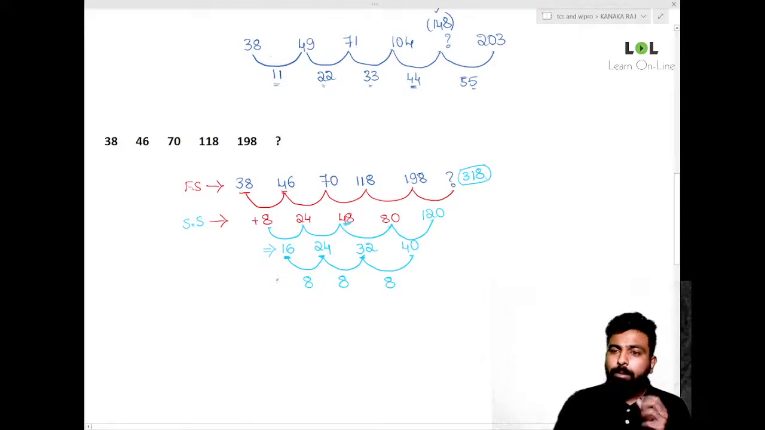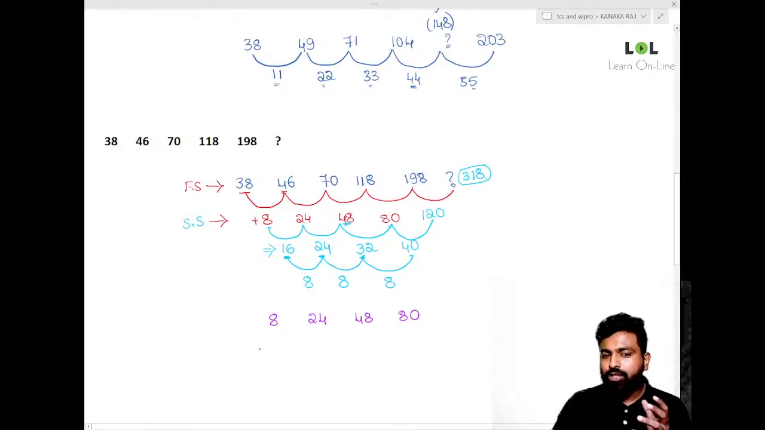But then, as I told you, the beauty of this topic is that there is not just one way to get the answer. There are multiple ways in which I can get the answer. Look at this second series. What is my second series? 8, 24, 48 and 80.